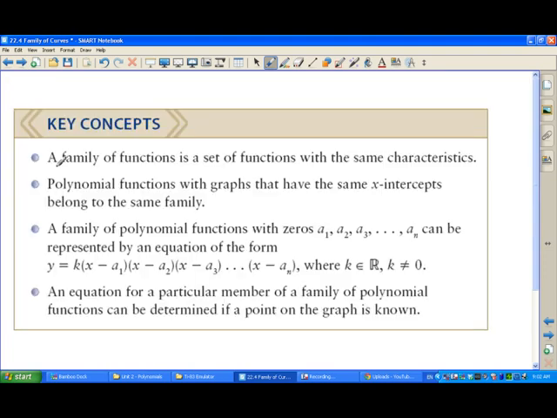So to wrap up, we looked today at families of functions. There are functions that have the same characteristics. Specifically, they have the same x-intercepts. These families have this general form, and our task is to take this general form and apply it to our specific x-intercepts and specific k values to find those specific members of the family.